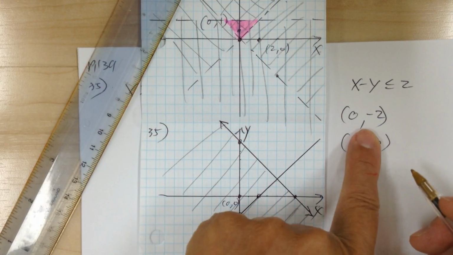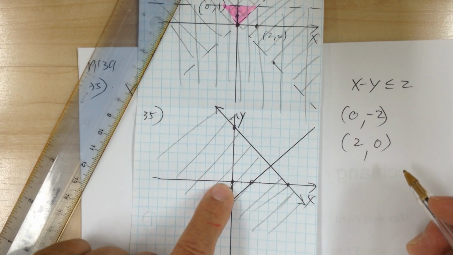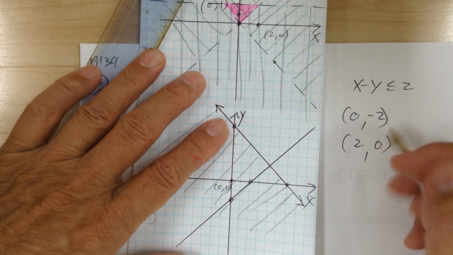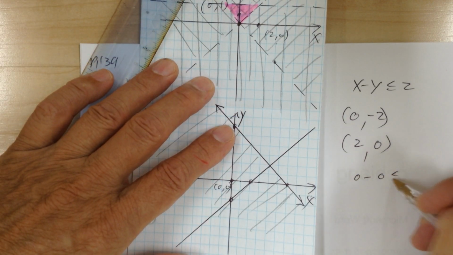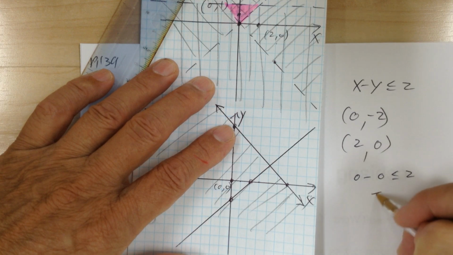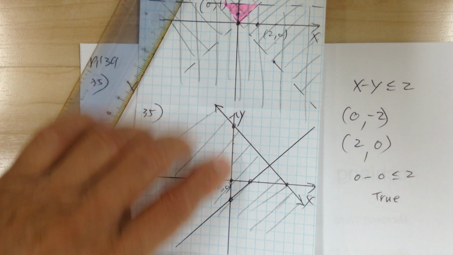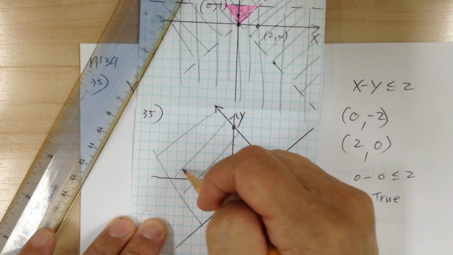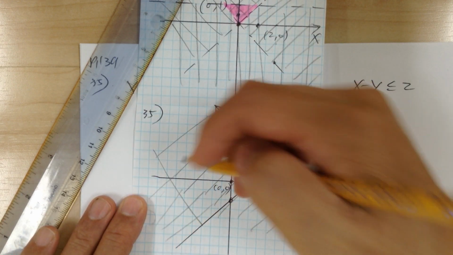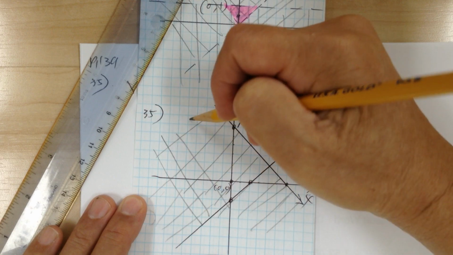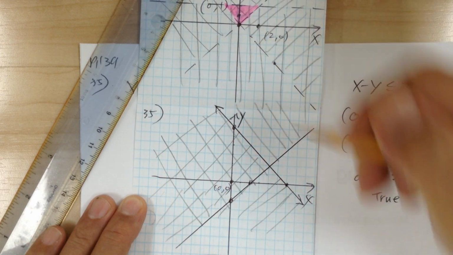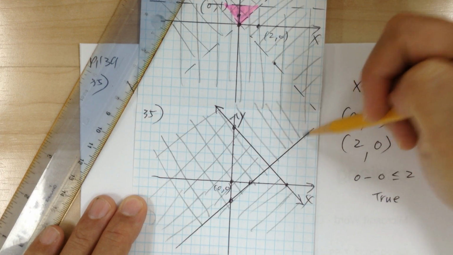Now for this one, again, I'm going to use (0, 0) as my testing point. The reason I use (0, 0) is because it's the easiest point. So you get 0 minus 0 is less than or equal to 2. That's true again, so this point is true for this line, so it's going to go this way. And make sure you always shade perpendicular to the line. That way you know which shading is for which line. You can always go perpendicular to the line.